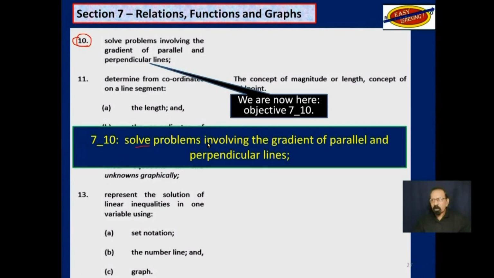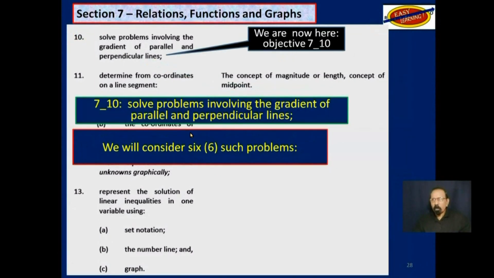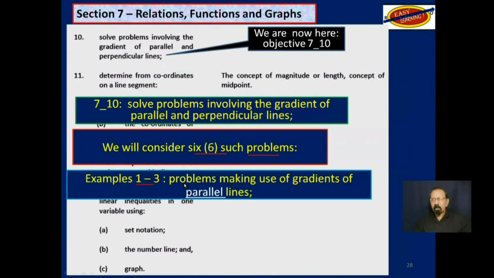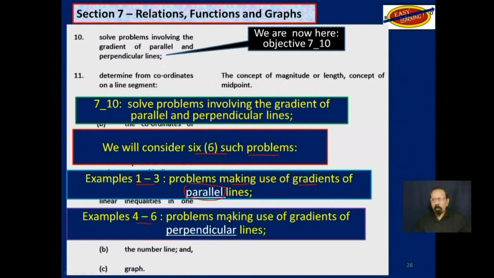So objective 10 in section 7. It says, solve problems involving the gradient of parallel and perpendicular lines. And that is all we are told about this objective. There are no explanatory notes here. So what we will do, we will consider 6 such problems. The first 3 will be problems making use of gradients of parallel lines, and the next 3 will be problems making use of gradients of perpendicular lines. So that is what we are doing for this objective.